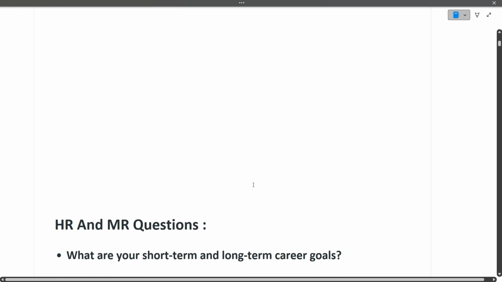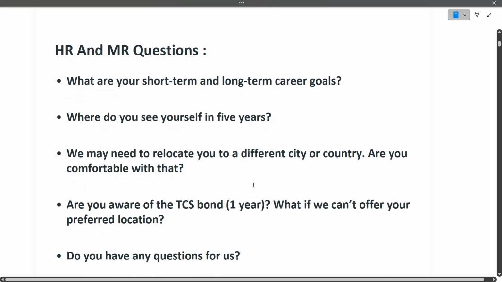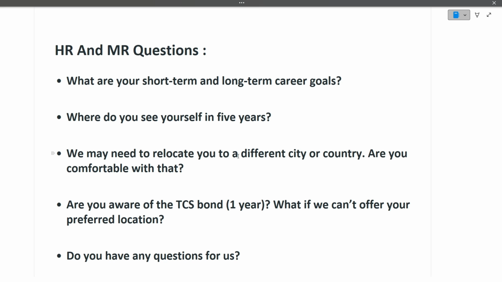Now coming to the HR and MR questions. There were 5 HR and MR questions, a mix and match of both. What are your short-term and long-term career goals? That depends on you. Where do you see yourself in 5 years? Again, it's a very typical HR question. We may need to relocate you to a different city or country. Are you comfortable with that? You should say yes. Later it will depend on your project and which city you will go to, but to answer this question in the interview, you should always say yes.